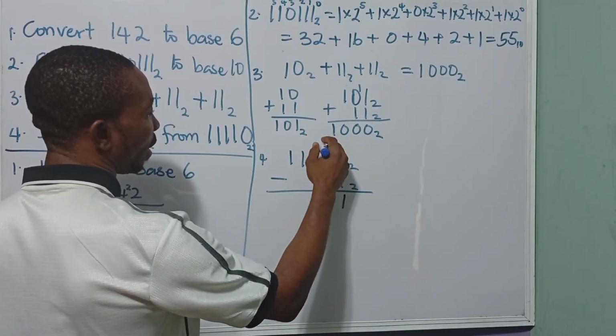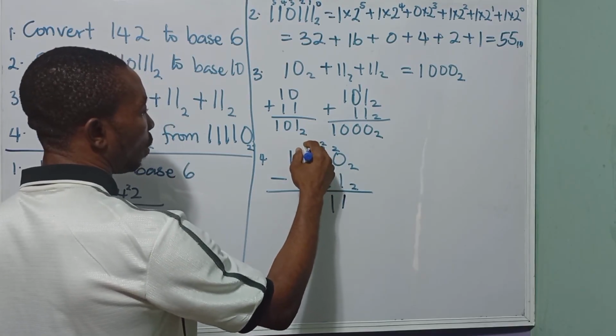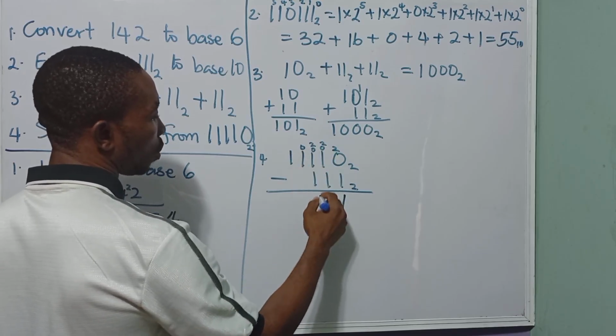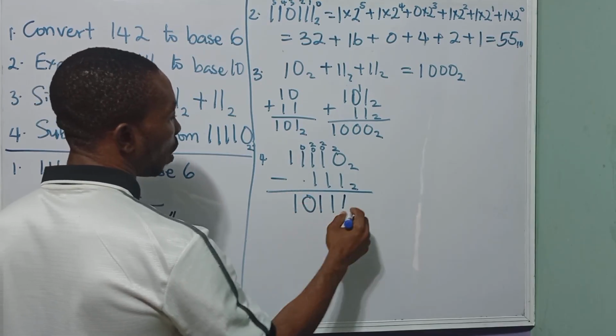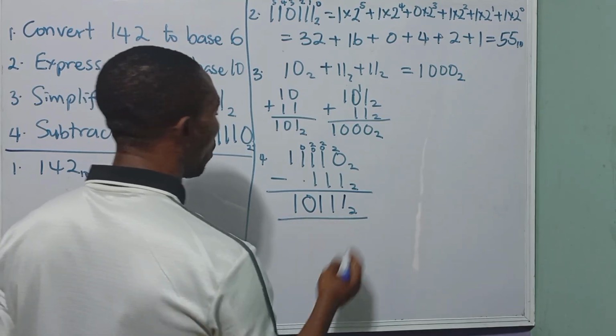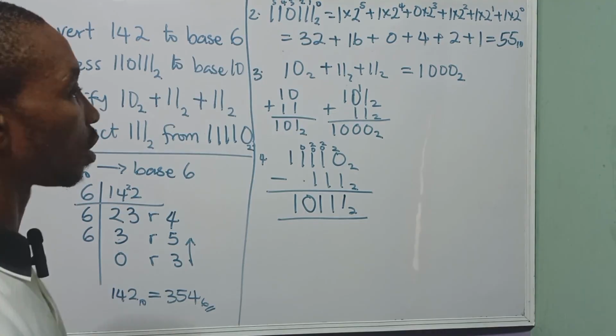0 cannot, we borrow again. This becomes 2. 2 minus 1, 1. This is 0, cannot, we borrow from here, 2. So this becomes 0. 2 minus 1, 1. 0 minus 0, 0. And 1 base 2. Alright, so with this, we've solved all our questions.